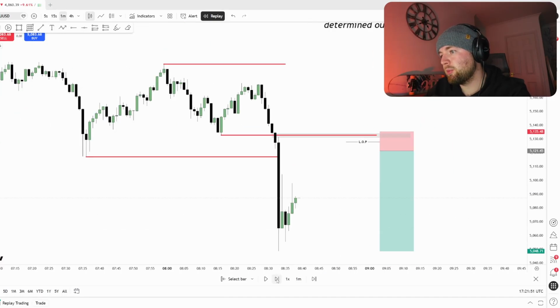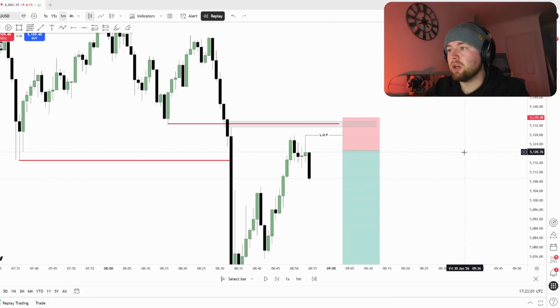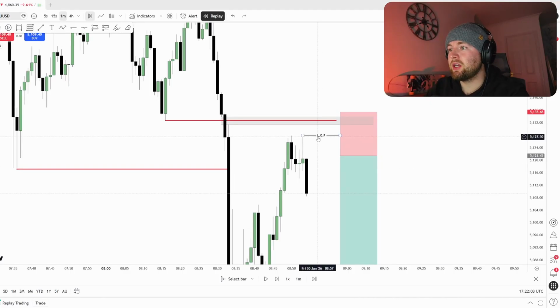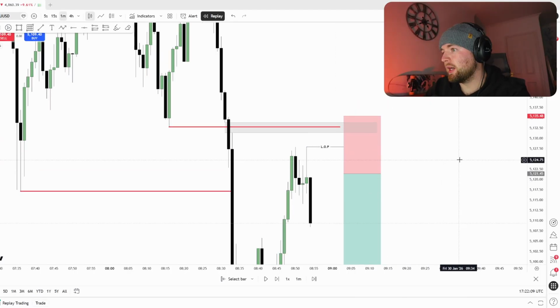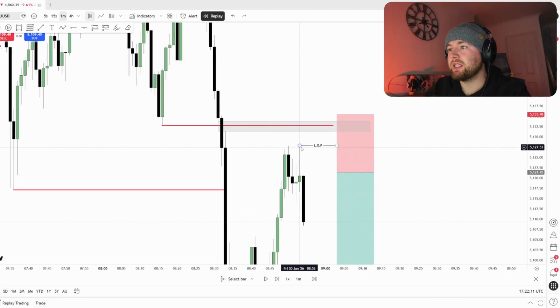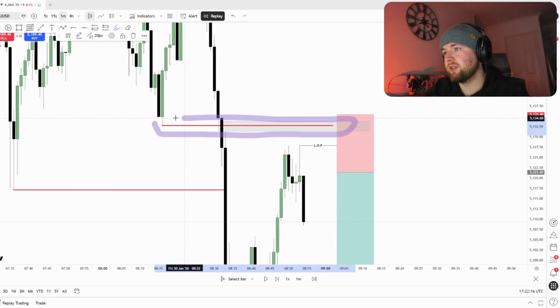Okay, so now let's play price action onwards now that we have that all determined, and let's get up to the part where the LOP forms. So what is a LOP? A LOP stands for liquidity, order flow, and then price action. What we want is a LOP to form before we tap into this fair value gap right here.